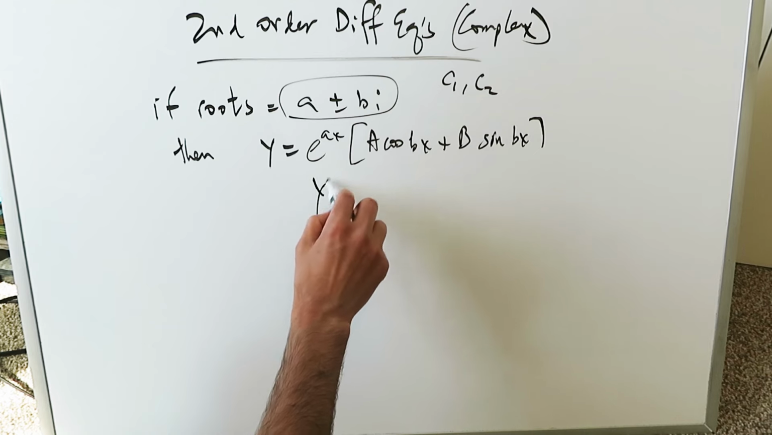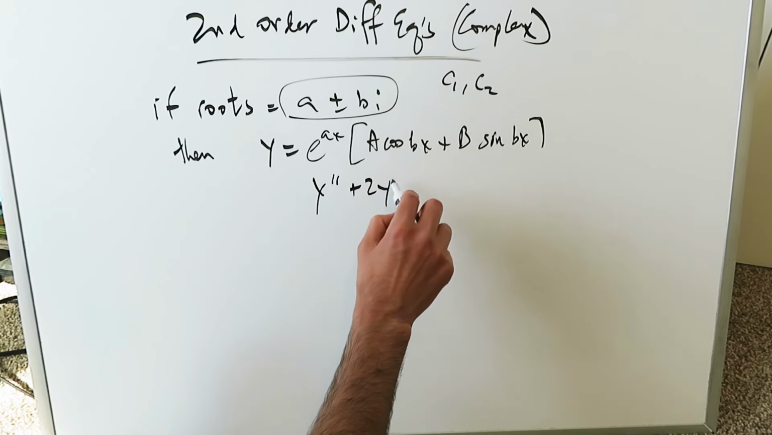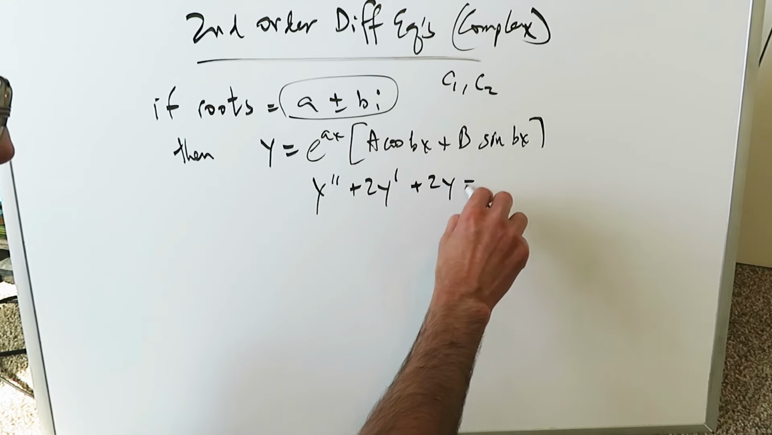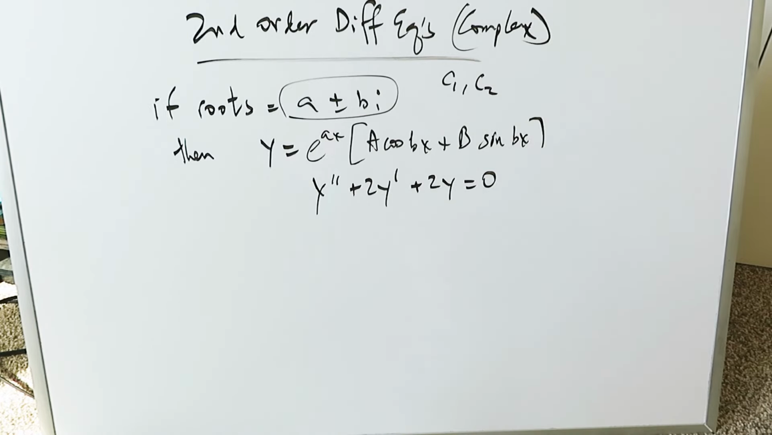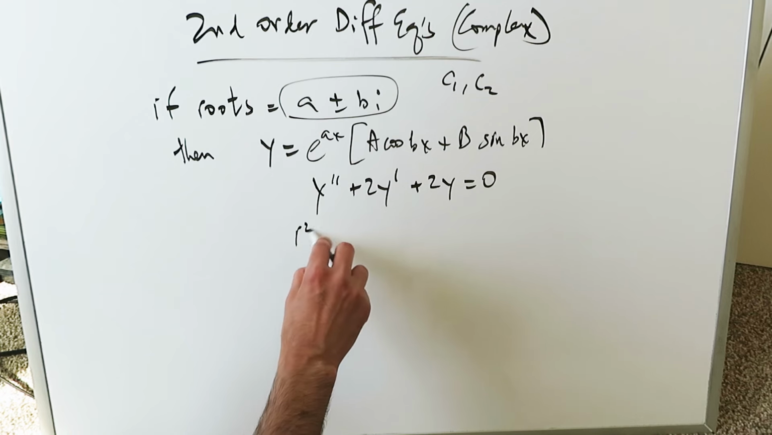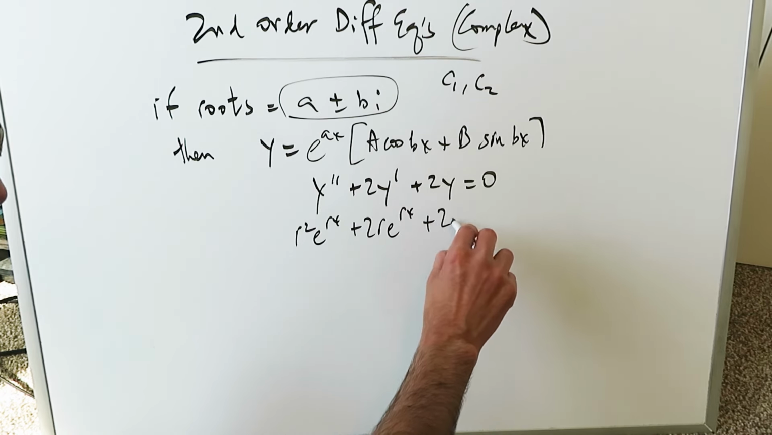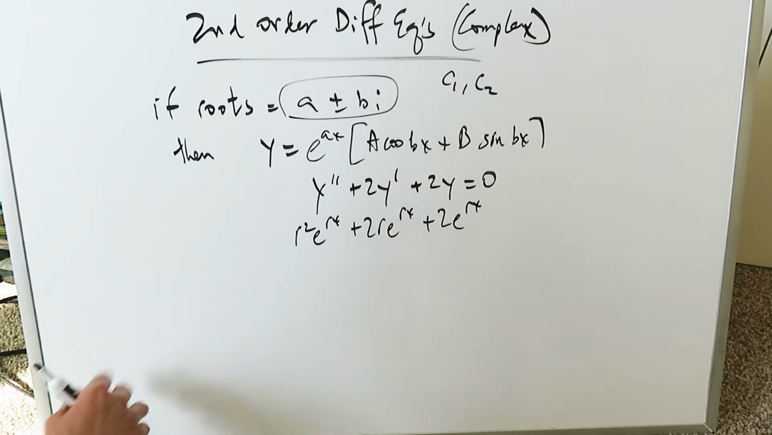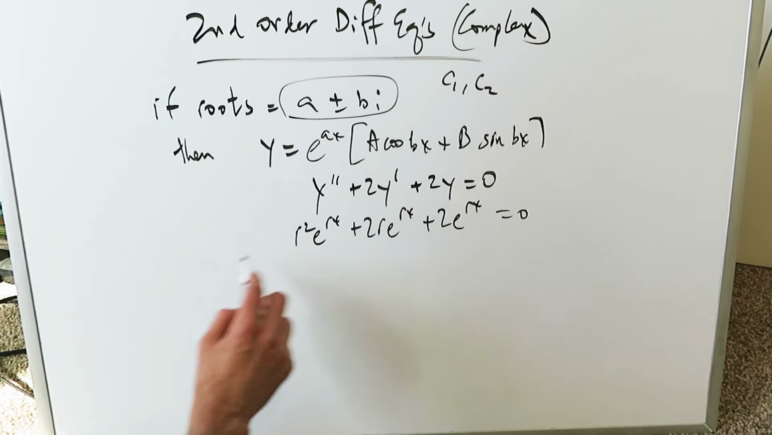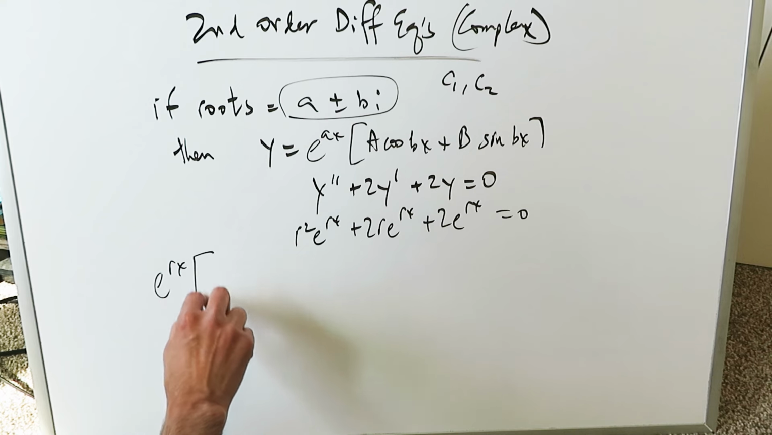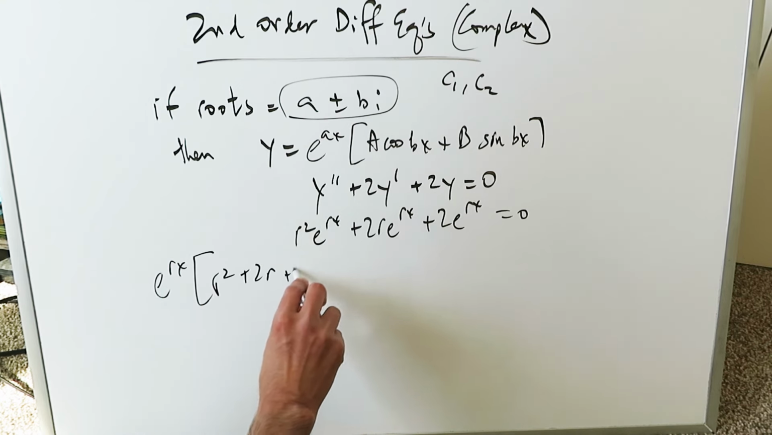Now imagine you're looking at this question: y double prime plus 2y prime plus 2y is equal to 0. We have to solve this out. How do you think you'll go about doing this? Well, you bring in those substitutions. This will be r squared e to the rx. This will be 2r e to the rx. This will be 2e to the rx. I have the substitutions here on the side for you. Isolate e to the rx, and then you're bringing here r squared plus 2r plus 2.